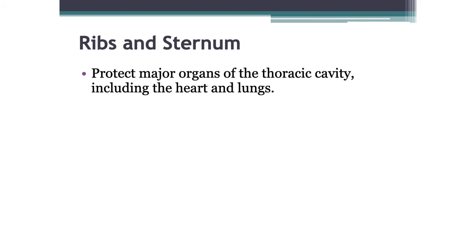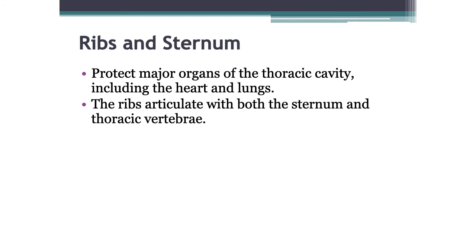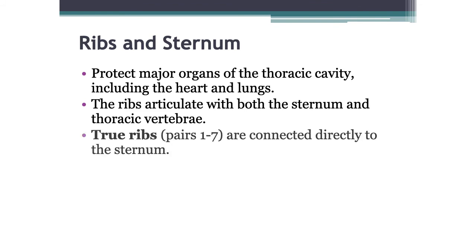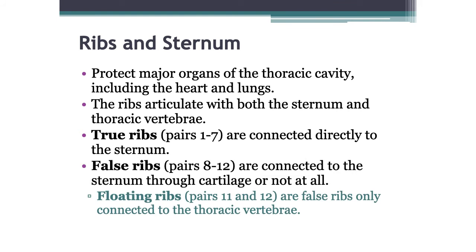Next, you have your ribs and your sternum. Ribs protect the major organs of the thoracic cavity, heart, lungs, things like that. Ribs articulate with both the sternum and thoracic vertebrae. Now, the true ribs are connected directly to the sternum, ribs 1 through 7. Ribs 8 through 12 are called false ribs because they are connected through cartilage. So they're not really connected to the sternum. They're connected to cartilage, which connects to the sternum.